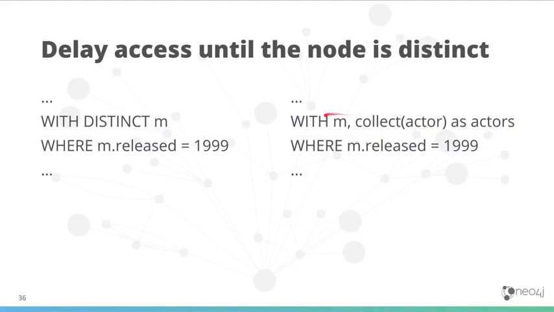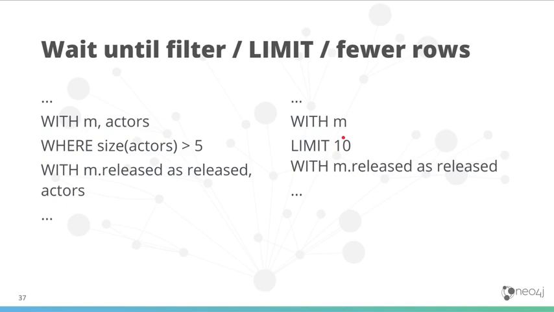We can also do a collect here, and remember that the non-aggregation variables that form the grouping key become distinct, so this is effectively the same thing. We can wait until we filter or limit and have fewer rows. So if we have a movie and its actors, we'll wait until we filter out those that have 5 or less. And then we can do property access on the remainder. Or if we have a limit, we wait until we apply the limit, and for the remaining 10, now we can do property access, and it won't cost as much.